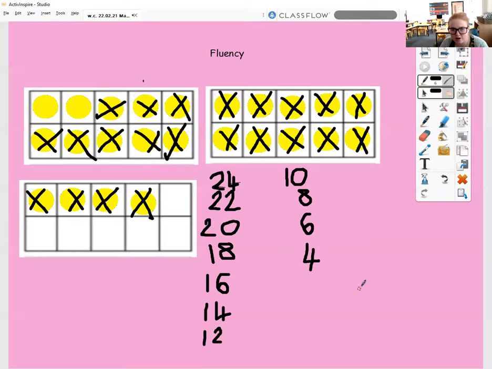How many 10s have I got? Well, I've got no 10s. I've got no full 10s frames left. How many 1s? I've got 1, 2. 2 1s. Last question. Take away 2 more.